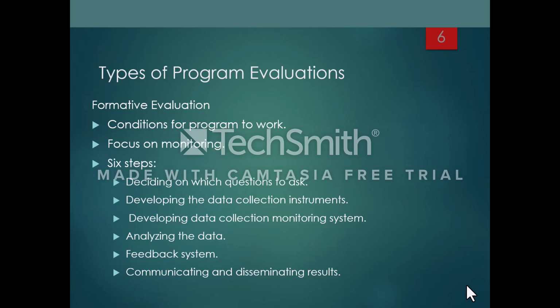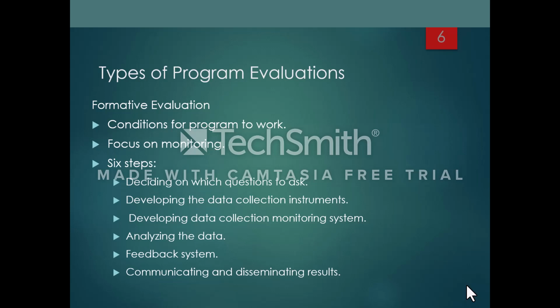When developing the data collection instruments, you need to decide whether to collect operational, administrative, or enrollment data, and then developing those surveys if needed. With developing data collection monitoring system, you need to think of a plan to collect the data. When analyzing the data, you need to reflect on findings, draft the evaluation report, and involve stakeholders in reviewing the draft. Your feedback system is basically to examine results for how to use them to inform decisions and make changes to the program.